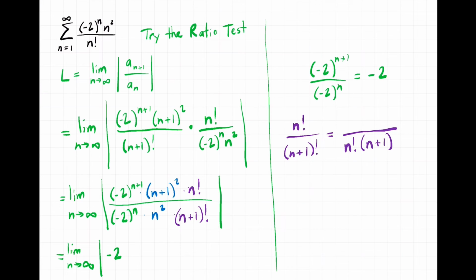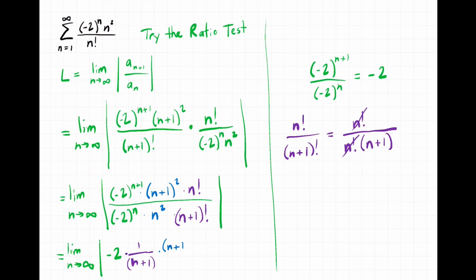And on the top we have n factorial. So these guys cancel out. And we are left with not n plus 1, but 1 over n plus 1. So we've got a 1 over n plus 1 here. And now you see why I left that last part, the n plus 1 squared and the n squared, alone for now. I'm going to put those back in now.